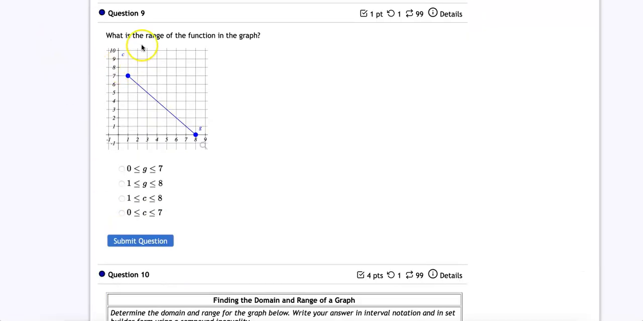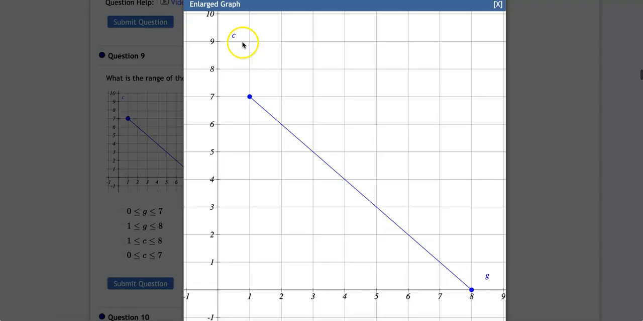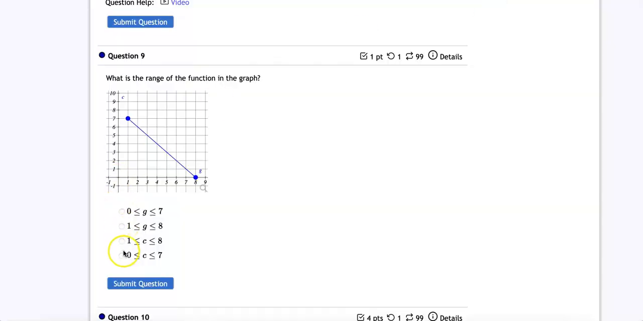In this question, we're looking at the range only. The range is represented by the letter C. It's a little hard to see that, but here it is, the letter C. The highest value for C is 7, the lowest value is 0, so the range here is going from 0 to 7. And so we would want to make sure we pick this last option, not the first option. The first option is giving you a G variable. We want the C variable.